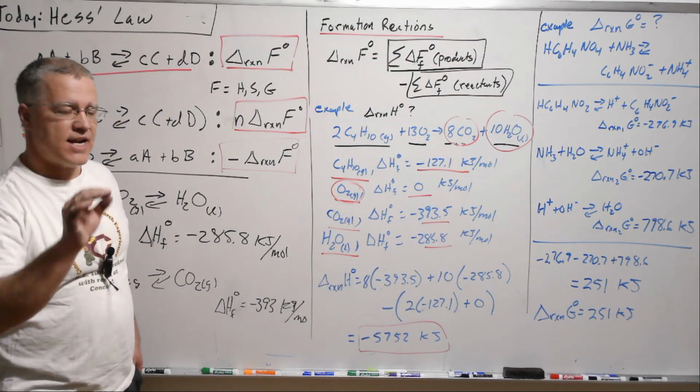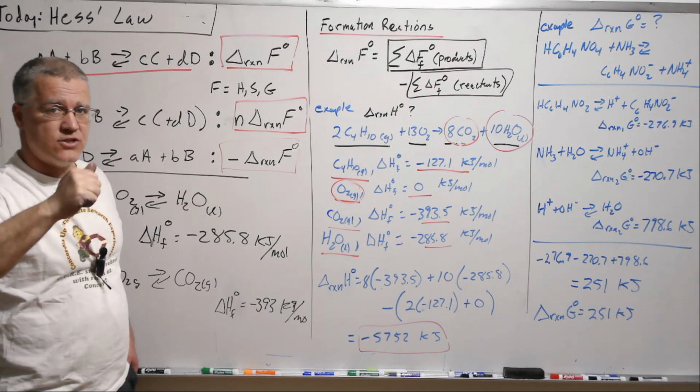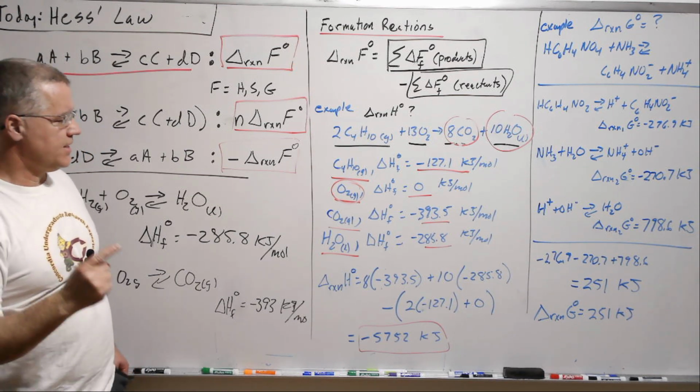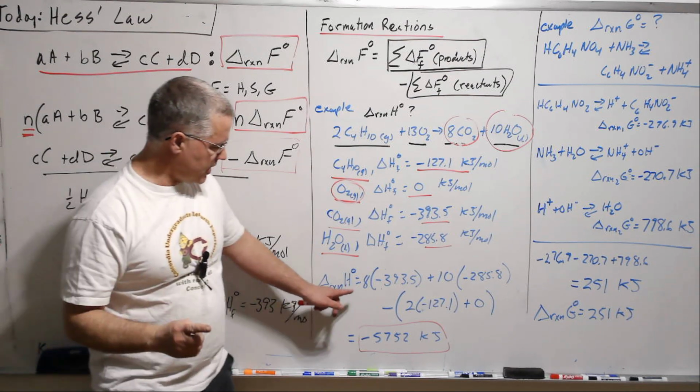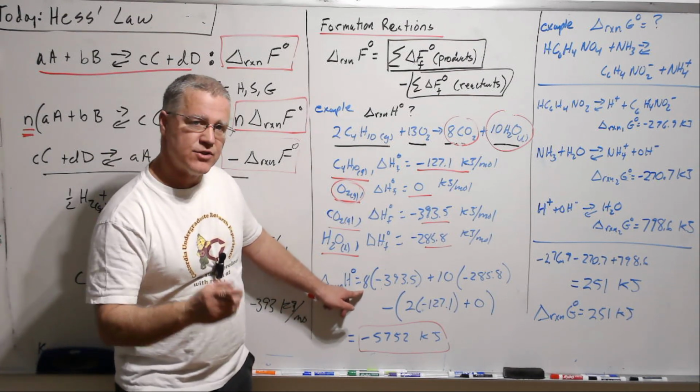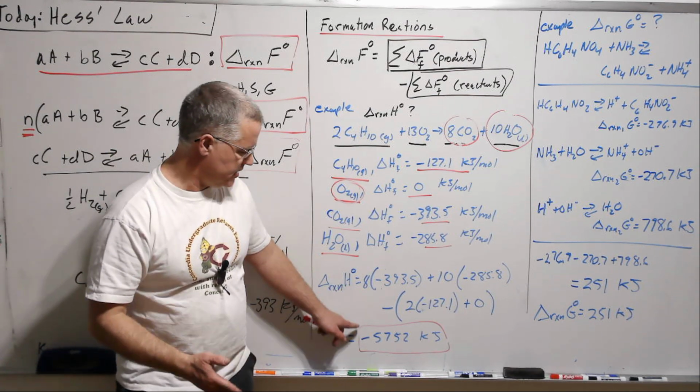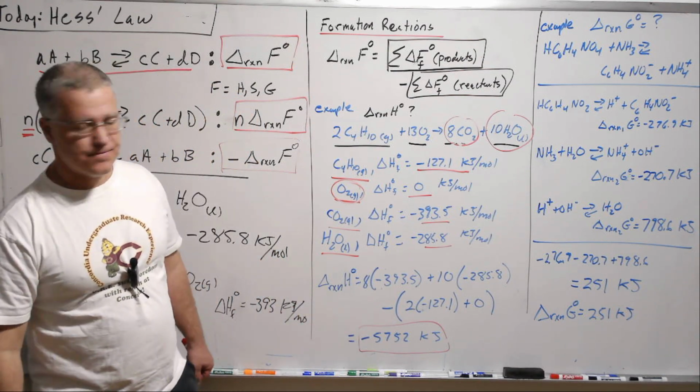The formation reactions are given to us as kilojoules per mole because we're forming exactly 1 mole. We multiply them by the moles in the stoichiometry, so that cancels that mole unit and leaves us just with kilojoules.